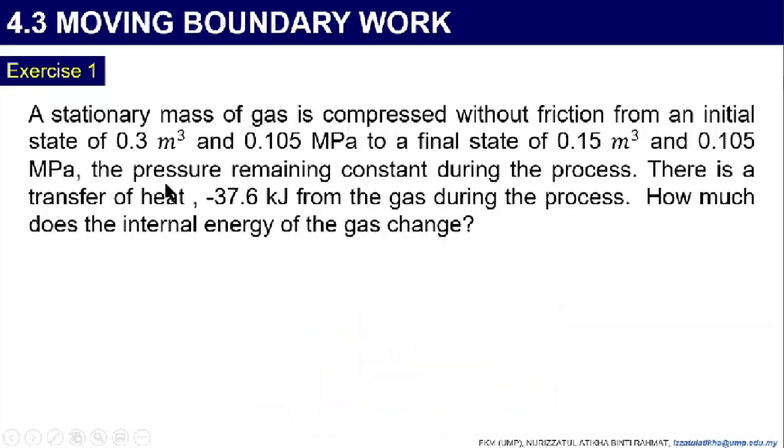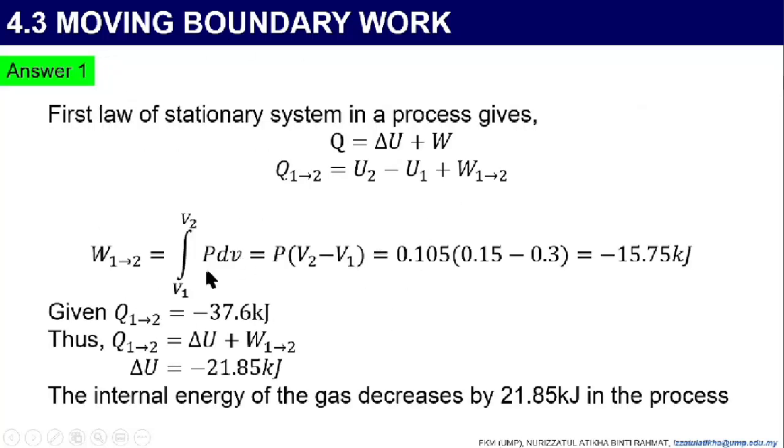And then we have another question. A stationary mass of gas is compressed without friction from an initial state of 0.3 meter cubic and 0.105 megapascal to a final state of 0.15 meter cubic and 0.105 megapascal. The pressure remains constant during the process. There is a transfer of heat, negative 37.6 kJ, from the gas during the process. How much does the internal energy of the gas change? So please do this by yourself and refer to the answer that I already put here for you.